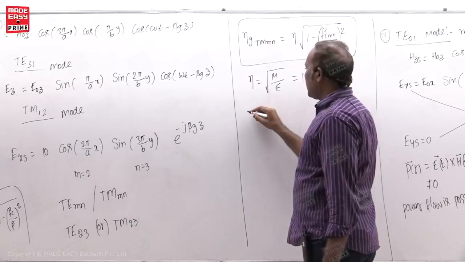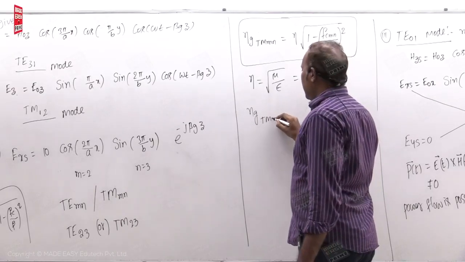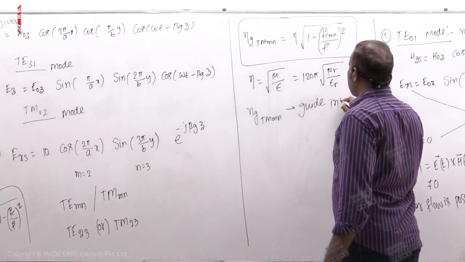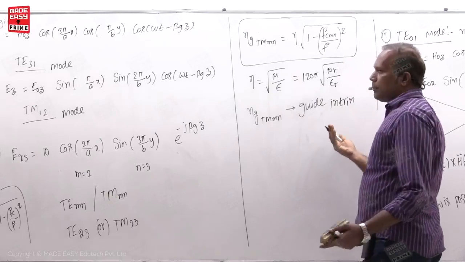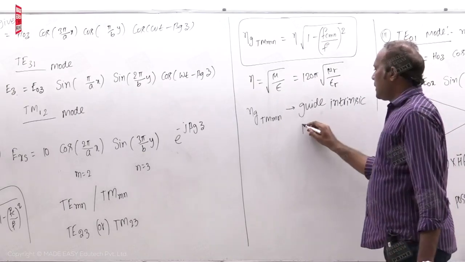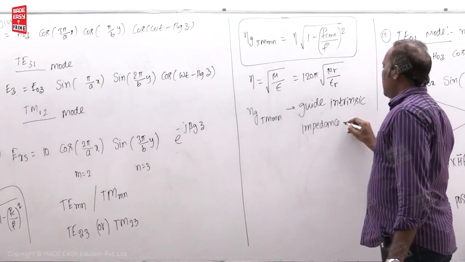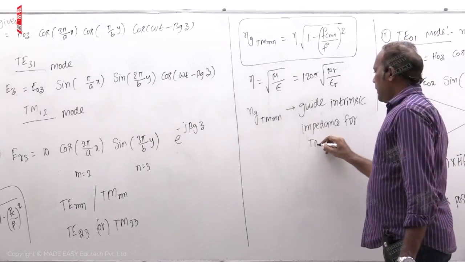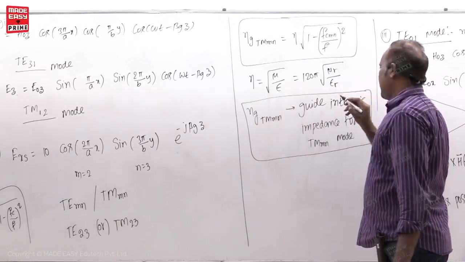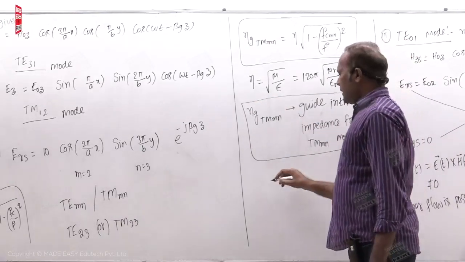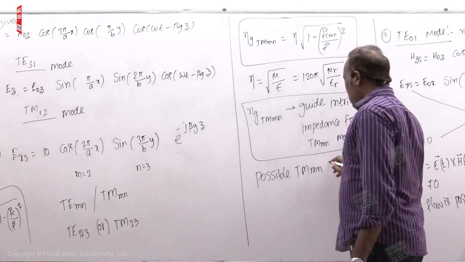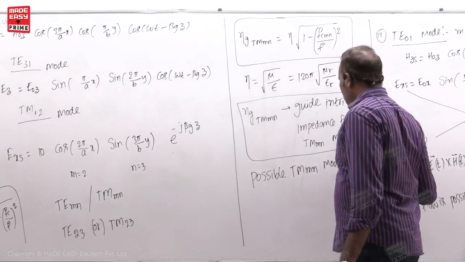Here eta g for TM, eta g means guide, eta means intrinsic impedance or simply impedance, anyone you can call it: guide intrinsic impedance for TMmn mode. Okay, right. After discussing this, possible TMmn modes, it is very simple, student.